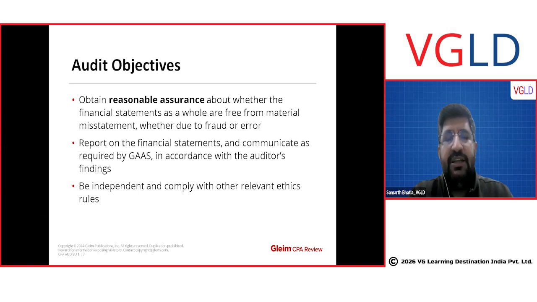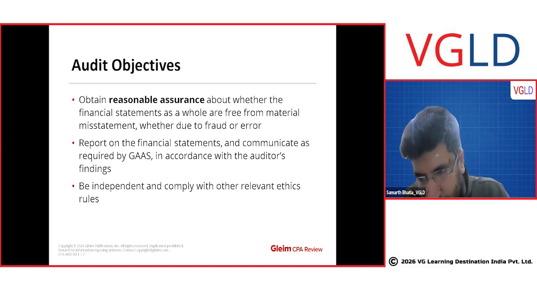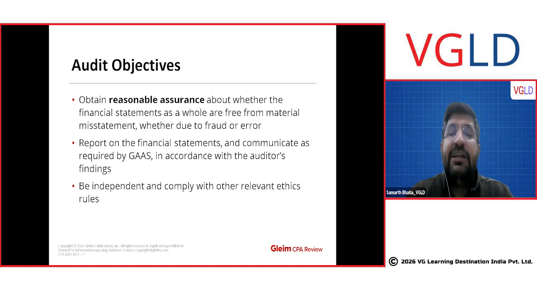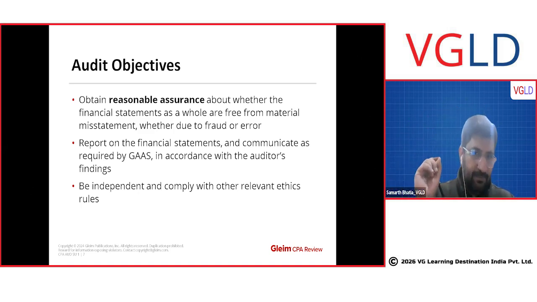The objective of the audit is to obtain reasonable assurance. Now, what is reasonable assurance? When I'm saying reasonable assurance, I'm not giving a guarantee. As an auditor, I can never give a guarantee that the financial statements are absolutely correct. Why? Because as an auditor, I cannot go through each and everything within the financials. I cannot look into all the transactions which the company has entered into.